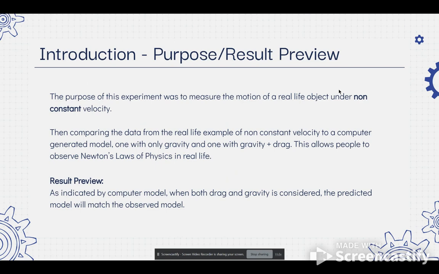To start, the purpose of this experiment was to measure the motion of a real life object under non-constant velocity, and then compare the data from real life's example of non-constant velocity to a computer generated model, one with only gravity and one with gravity and drag. This allows people to observe Newton's laws of physics in real life. And a quick result preview, as indicated by the computer model: when both drag and gravity are considered, the predicted model will match the observed model.